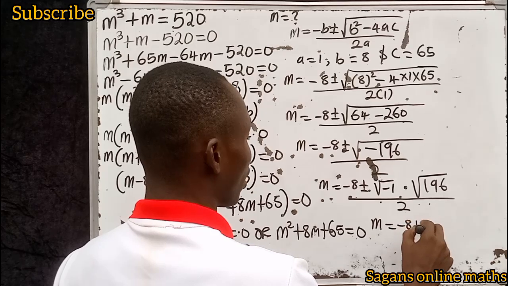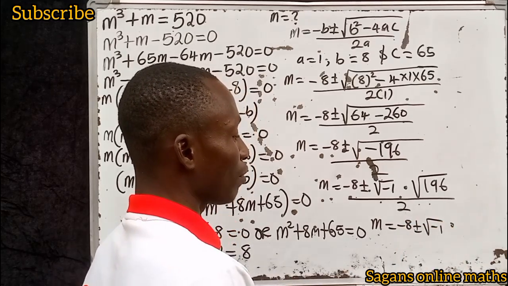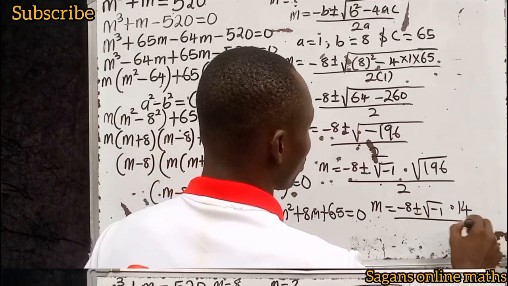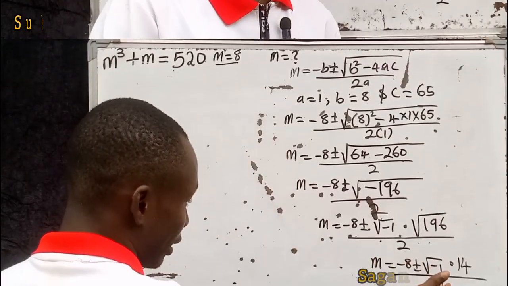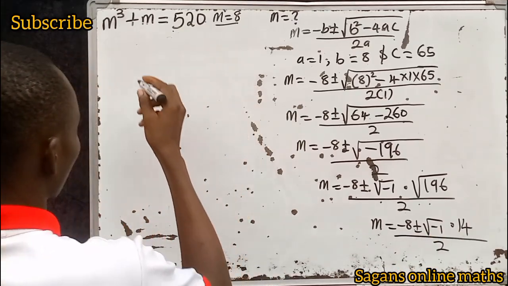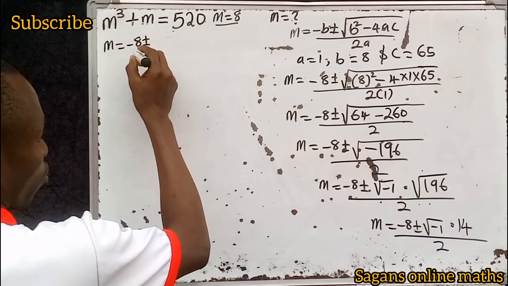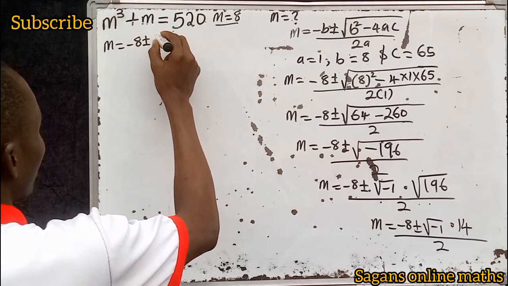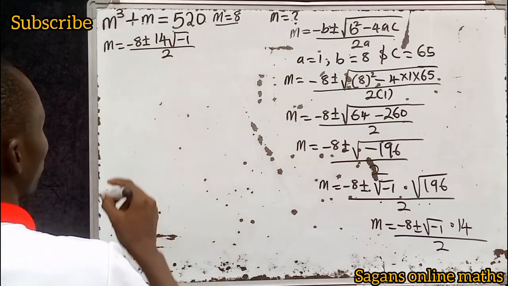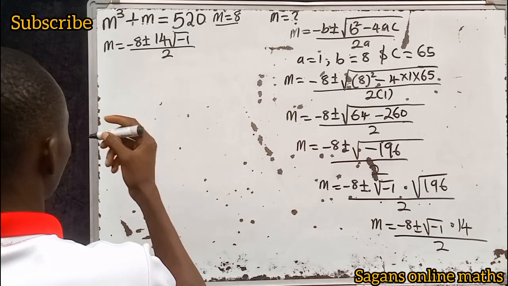It means that our m is equal to minus 8 plus or minus 1 root, minus 1 multiplied by the square root of 196. The square root of 196 is 14, divided by 2. Now I can simplify this further. So root minus 1 times this gives m equal to minus 8 plus or minus 14 root minus 1, divided by 2. Now since the denominator here is affecting 8 and 14, we can do something amazing.